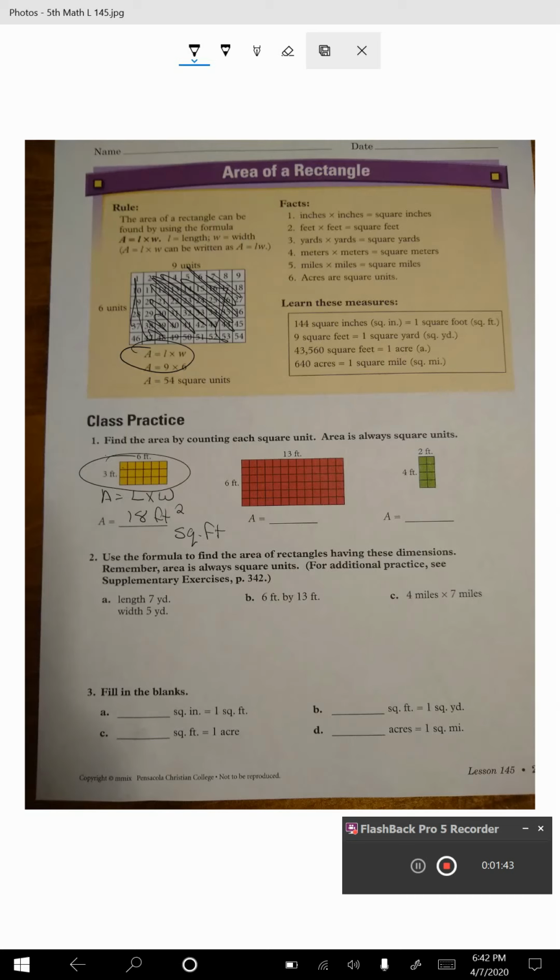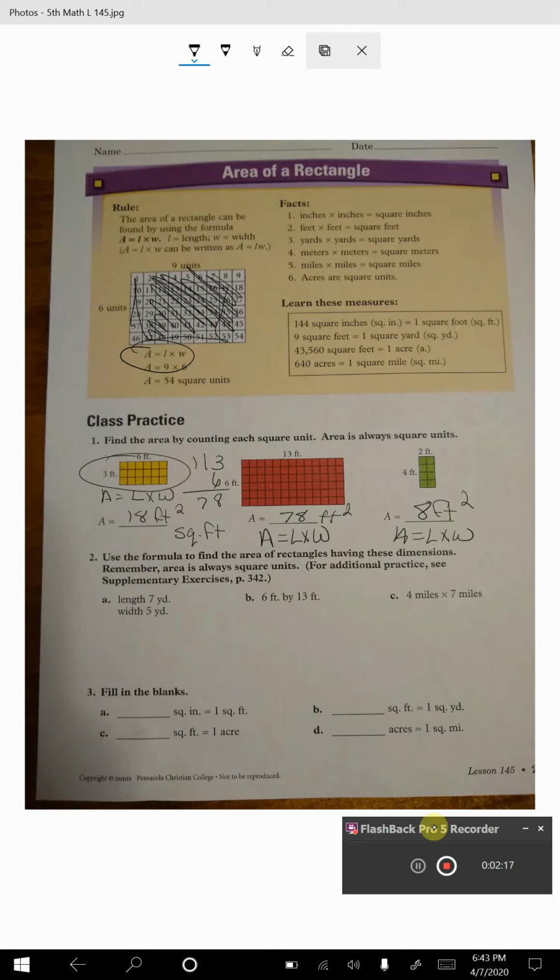Okay? All right. In this one, we have area equals length times the width again. Length is 13, width is 6. And we multiply it, and we get 78 feet squared. All right, let's write area equals length times the width one more time here. Length is 4, width is 2. 4 times 2 is 8. And it's feet squared, or square feet.